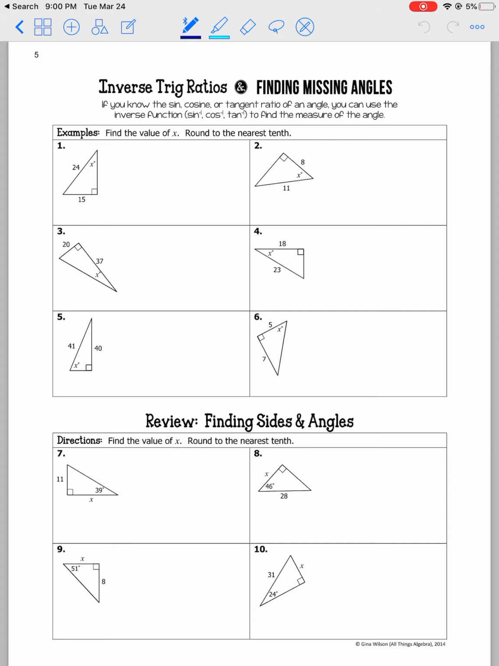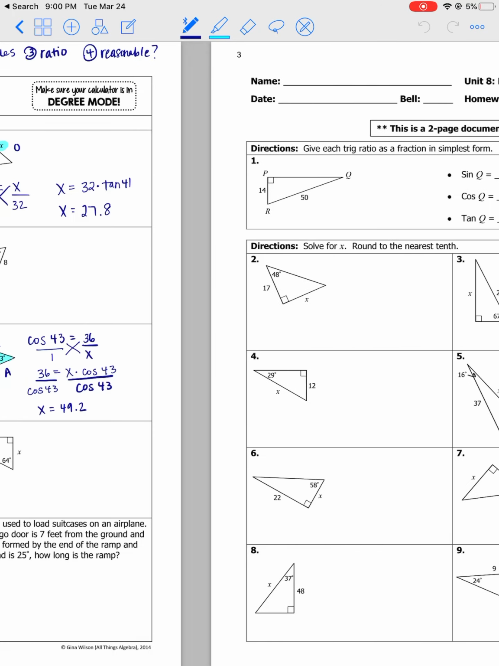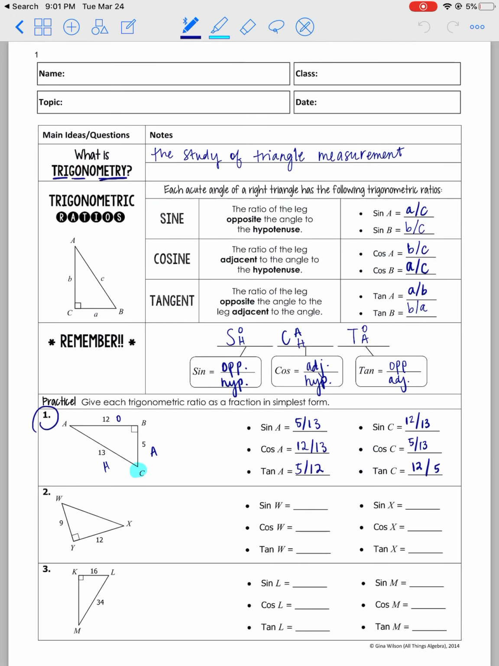So today we're going to be talking about inverse trig ratios on page 5, but before we do that, I actually want to backtrack and just make sure that we're all set with traditional trig ratios. So using the ratios to find missing sides. And I wanted to clarify that our ratios, sine, cosine, and tangent, all they are is a ratio of sides.